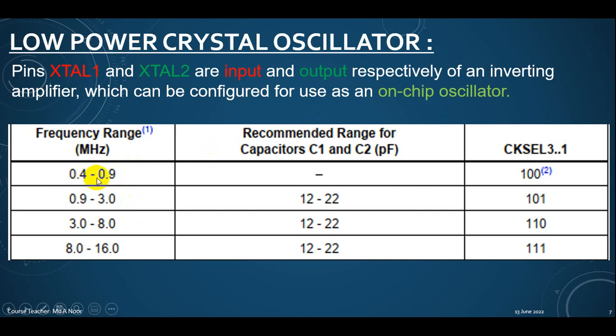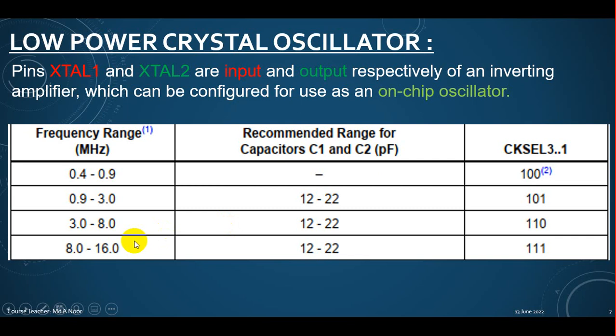Depending on the desired frequency range, you need to pick the required capacitor value, and this is the clock select pin configuration. If you want the frequency range 0.4 to 0.9 megahertz, then this is not important, okay? But the clock select pins should be 100. If you need the frequency range 0.9 to 3 megahertz, then capacitors C1 and C2 are 12 picofarad and 22 picofarad, okay? And this is the clock select sequence.